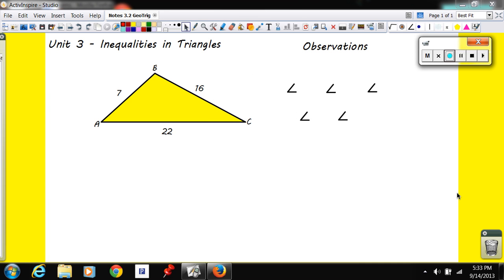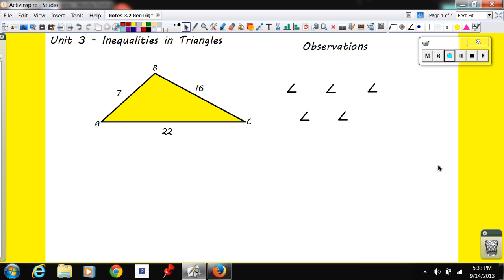Hey guys, here's some notes in case you missed them on Friday in class. We were just talking about inequalities in triangles. It was just a short one-slide notes. We were looking at this triangle in class, and we made some observations first.